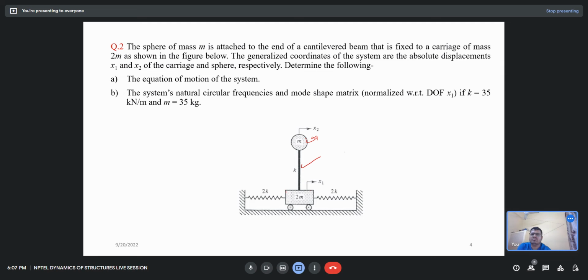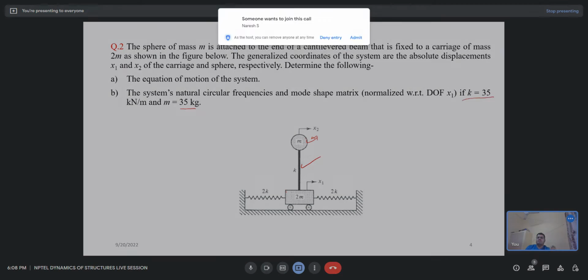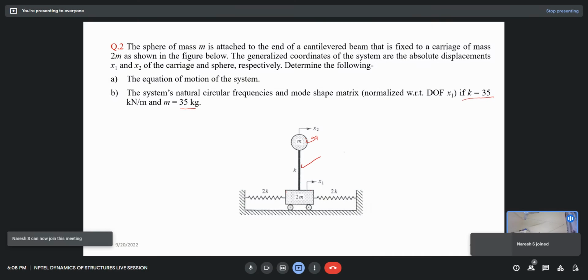First we have to determine the equation of motion, and then using the stiffness k equal to 35 kilonewton per meter and mass 35 kg, we have to determine the natural frequency and the mode shape matrix. Okay. So can you try to draw the free body diagram of the system? In a multi degree of freedom system, once you are able to draw the free body diagram, you can easily calculate the equation of motion of the system.